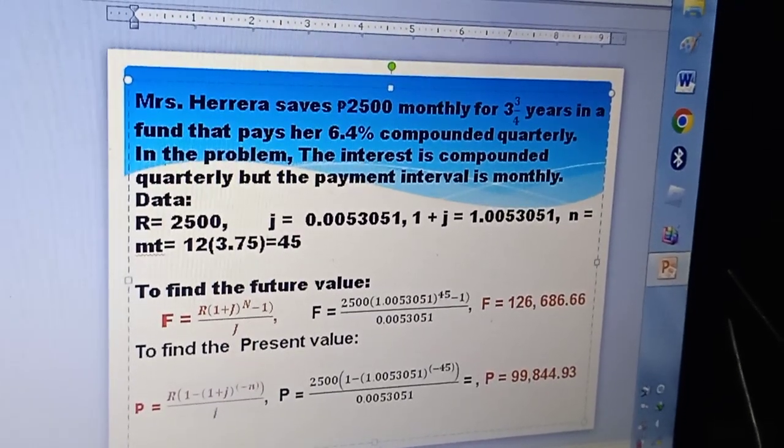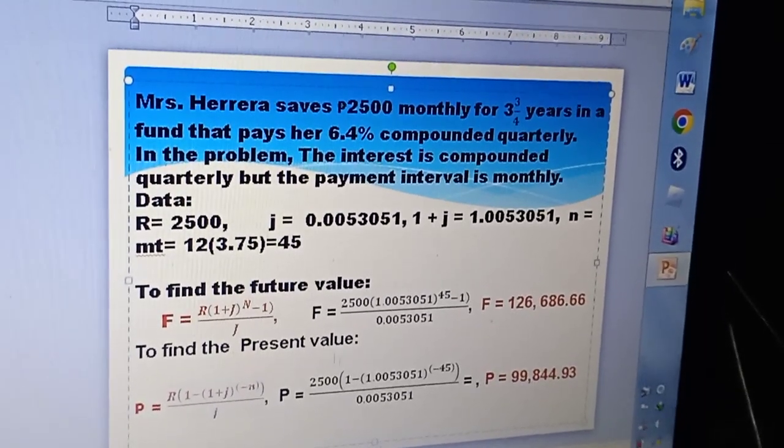So that is how to get the future value and the present value of the general annuity, given that the compounding period of the general annuity is not the same as the payment period. But we can resolve that problem by converting the rate during the compounding period into the rate during the payment period. So, that's all for this video.